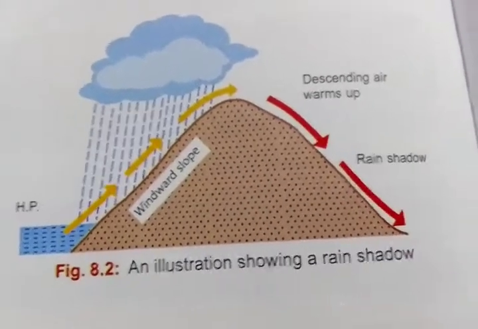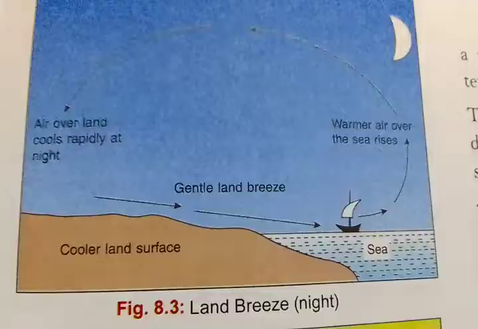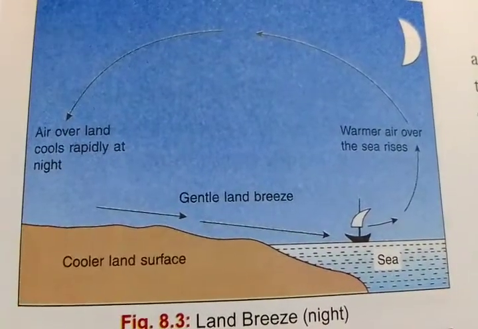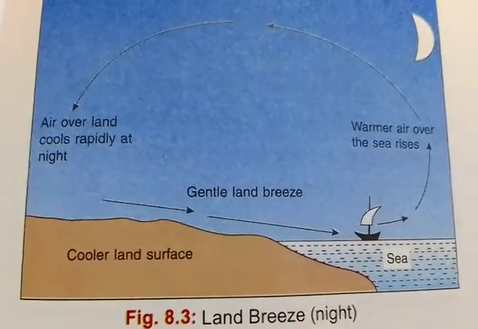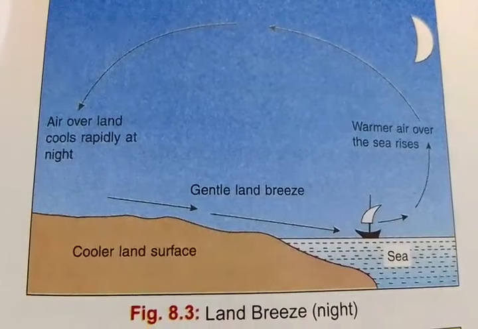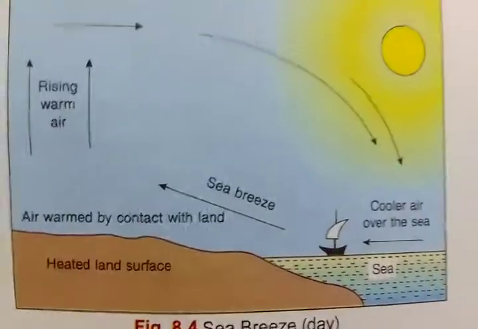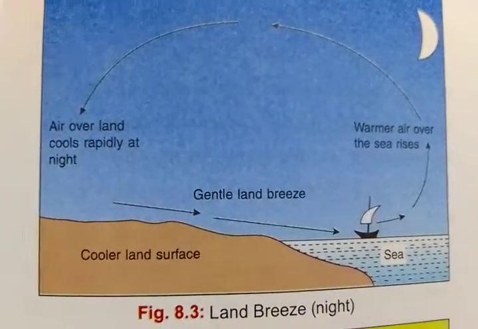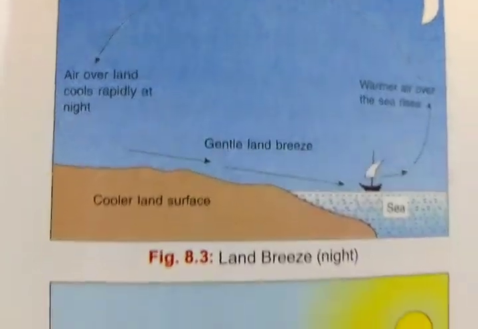Now, wind and pressure. Due to difference in heating of land and sea, actually land is heated much more in daytime than sea. The cool sea breeze blows from sea to land during the day, and at night the cool land breeze blows from land to sea, which has a moderate effect on the day and night temperature in coastal regions.